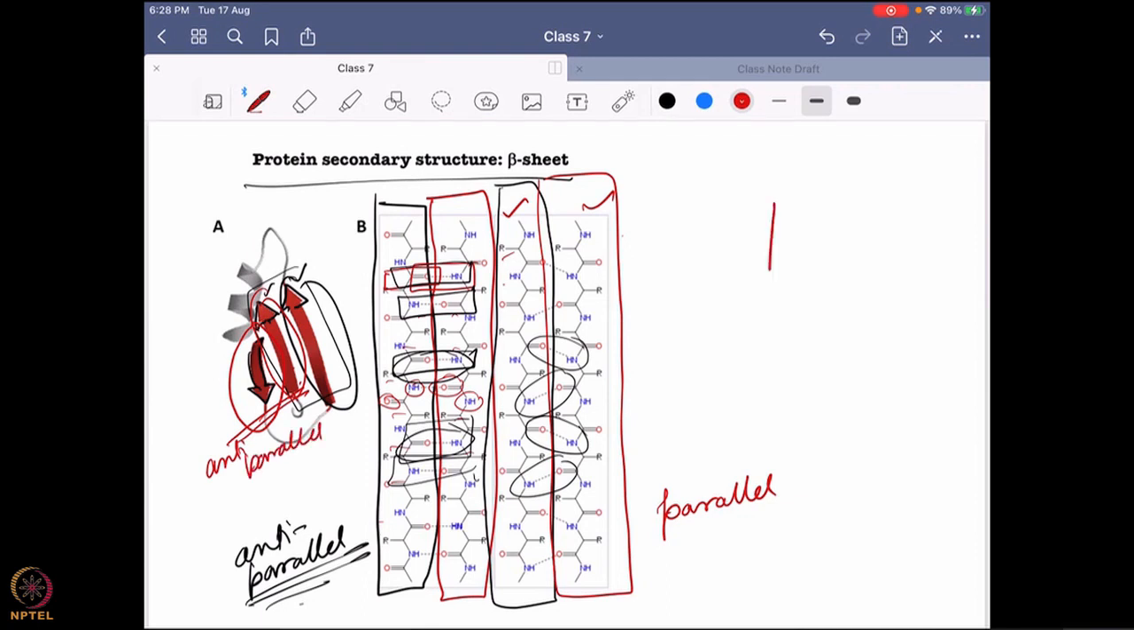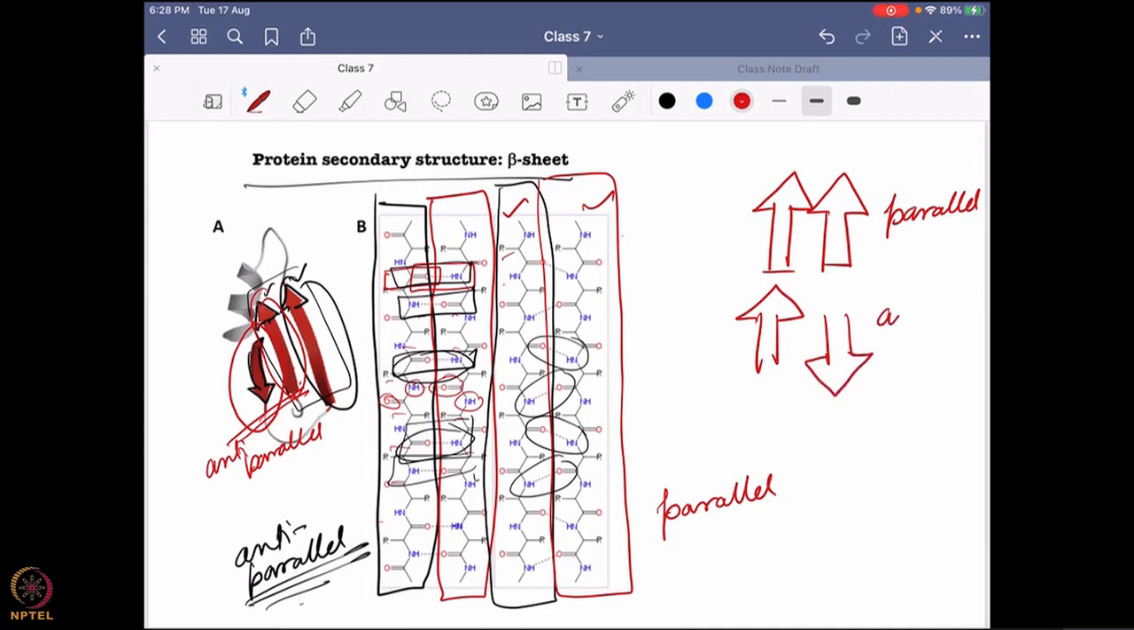So just look into the actual structure of the protein and look into their directionality. Same direction, parallel. If it is opposite direction, anti-parallel. And this one over here, you can see this helical thing, this is the alpha helix. So these are the two primary sections: beta sheets, parallel and anti-parallel, and alpha helix.